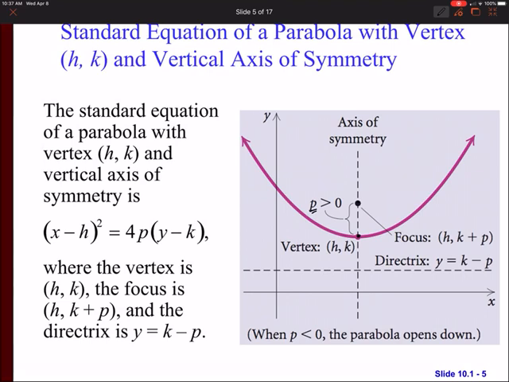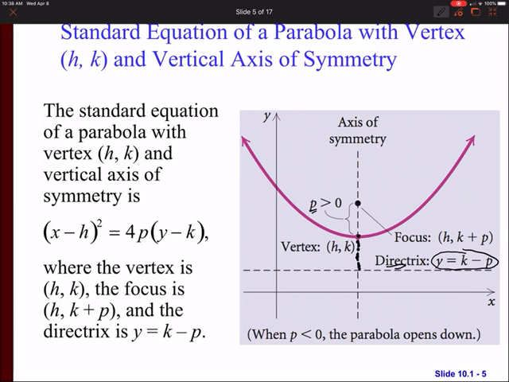And then we would go that same distance. Remember, any point on the parabola, the distance to the focus is the same as the distance to the directrix. And we go p units down to the directrix, which is this horizontal line, perpendicular to the line of symmetry. And of course, horizontal lines are y equal to a constant, so we got y equal to k minus p for the equation of the directrix.